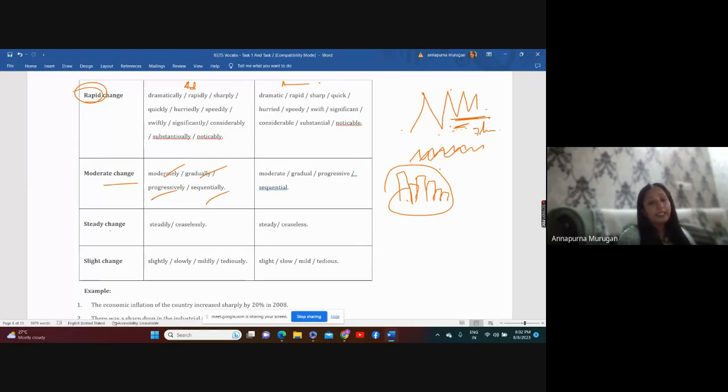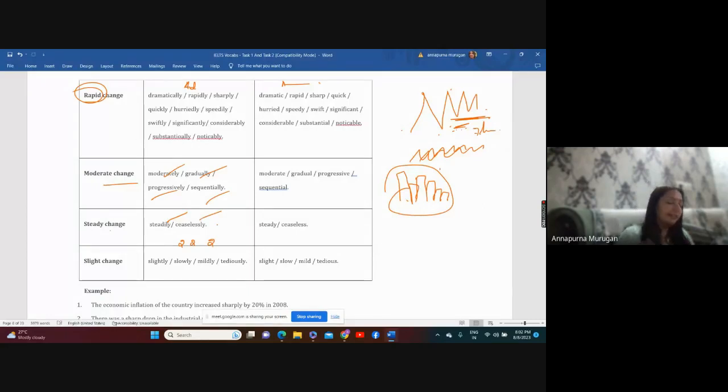Okay. Steady change, like if it is increasing by 2 points next month, 2 points next month, 2 points, that is a consistent change. Okay. Steady change means the change is there, but it is consistent here. If we have something like this, what we use is steadily, ceaselessly.